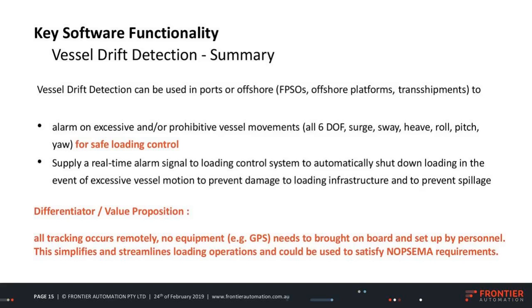That's also a differentiator. Other systems are simplistic 2D or 1D systems which can't do all of these 6 degrees of freedom, and yet you need to capture all of them to ensure that you do have safe loading. For FPSOs or offshore operations, we could report on things like jackknifing and have an alarm on that. Our system's signals could be used to trigger an automatic shutdown. We haven't had a case where this has been done, but it's possible. And again, the same applies: there's no onboard equipment needed.